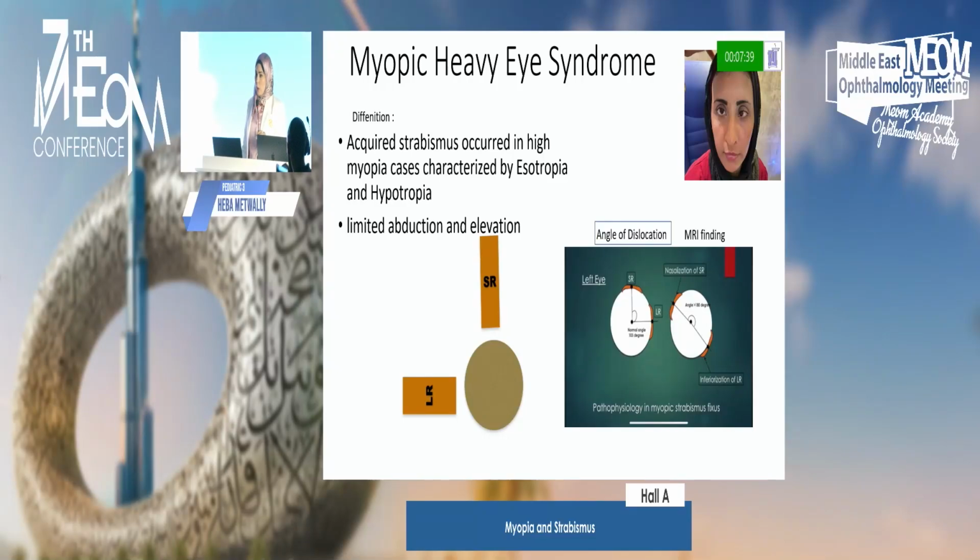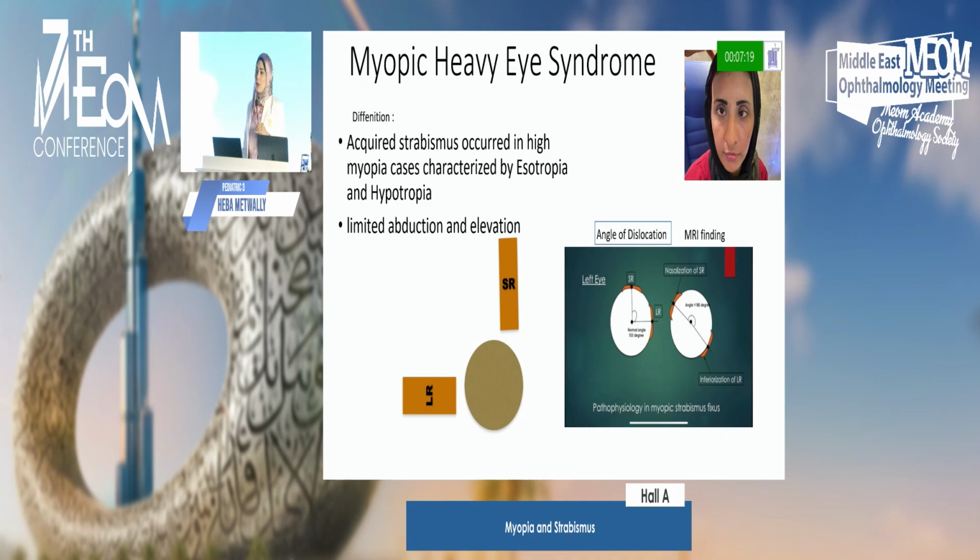We all know myopic heavy eye syndrome. This is an acquired form of strabismus occurring in high myopia cases, characterized by esotropia and hypotropia, limited abduction and elevation. And we all know that there is a herniation of the globe between the superior rectus and lateral rectus muscle due to elongation of the globe.